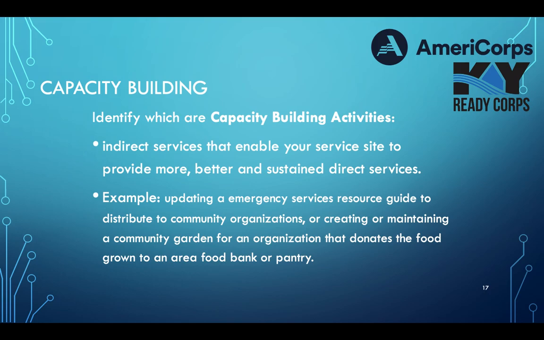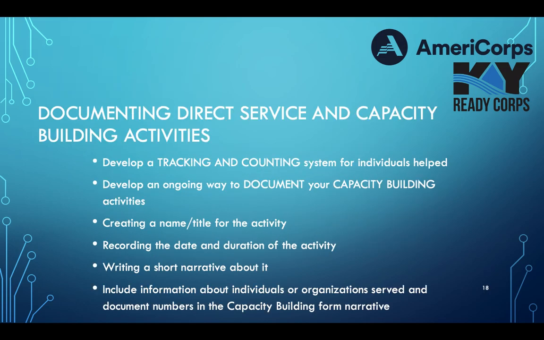Determine if you engage in capacity building activities and identify what they are. Capacity building is indirect services that enable your service site to provide better and sustained direct services. An example of a capacity building activity is updating an emergency services resource guide for community organizations, creating or maintaining a community garden for an organization that donates the food grown to an area food bank or pantry.